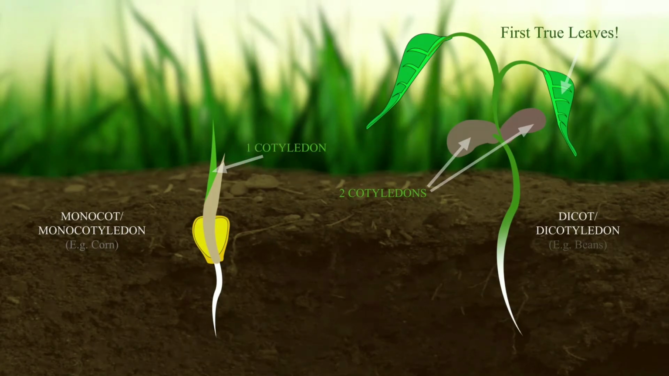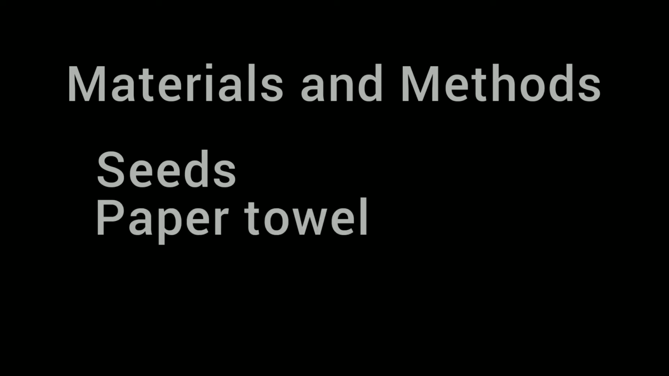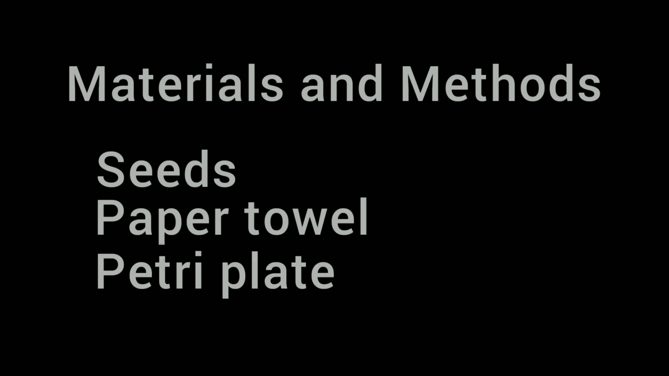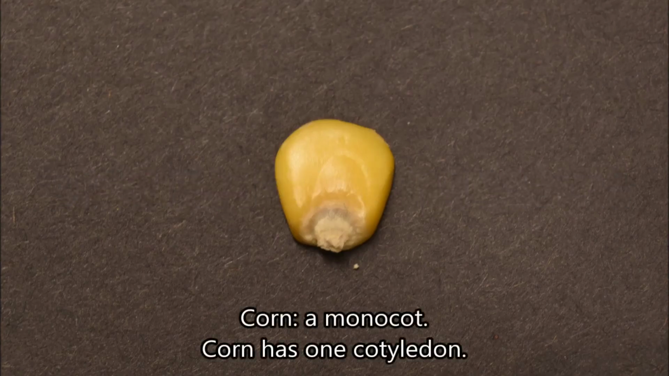Let us understand the process of germination with simple experiments. We need seeds of some monocot and dicot plants. Paper towel, filter paper, or even newspaper can be used for seed germination experiments. We also need a petri plate or a glass jar. Corn is a typical example of a monocot as it has just one cotyledon.